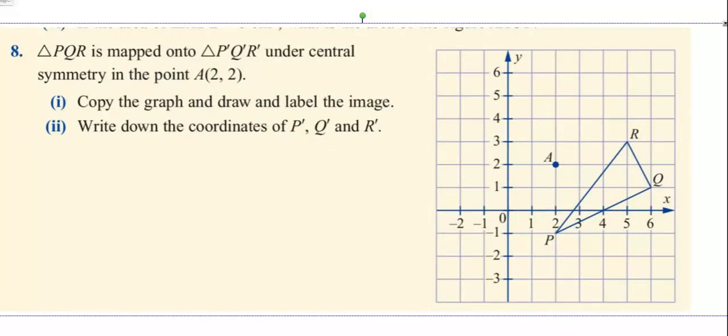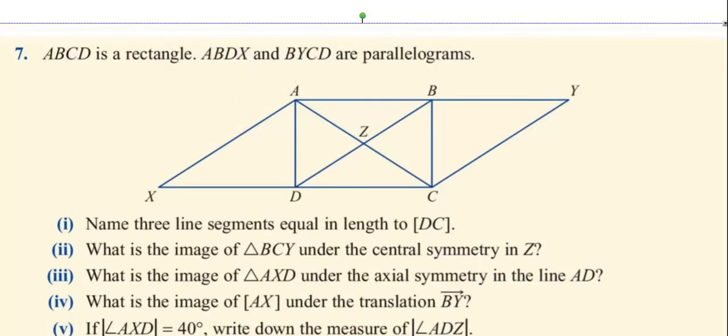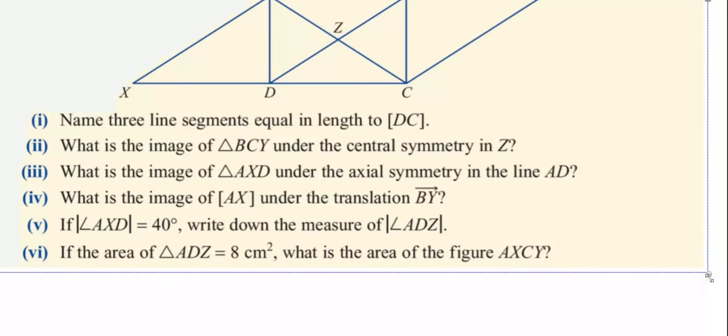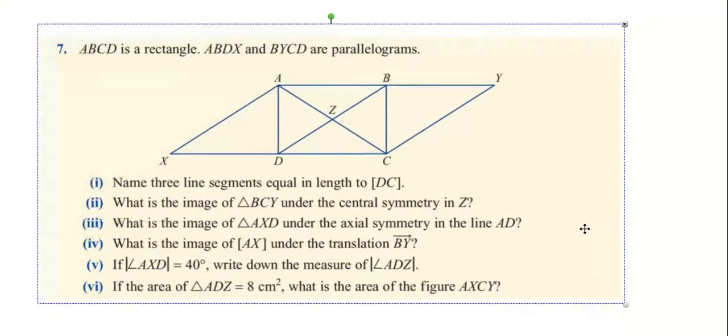Now, next one. PQR is mapped onto P dash, Q dash, R dash under central symmetry in the point A. So this is a central symmetry question. Actually, I have to do question 7 first. My bad. Let's do question 7 for Liam. It's an extra question in this whole thing, okay?